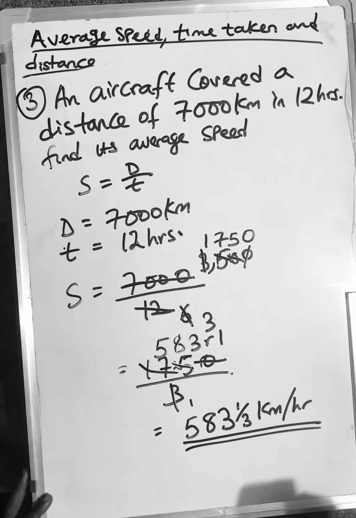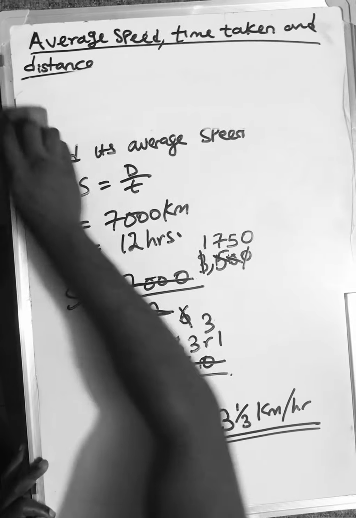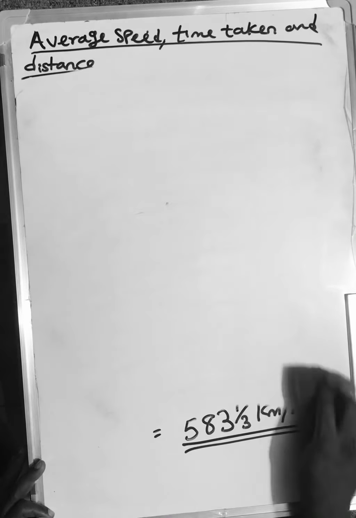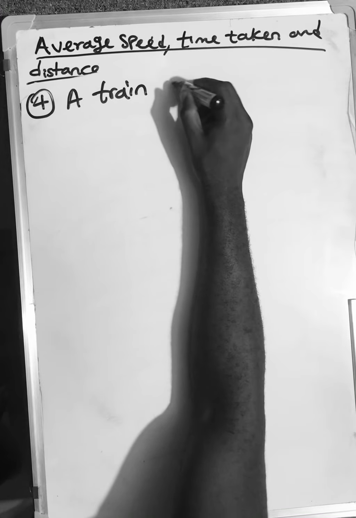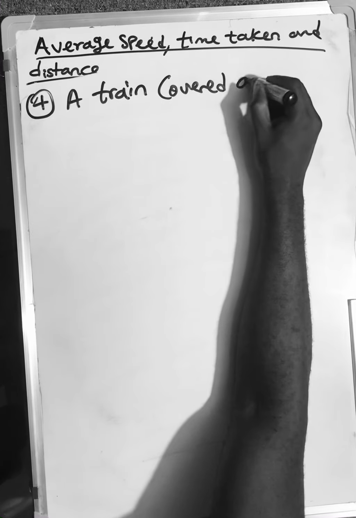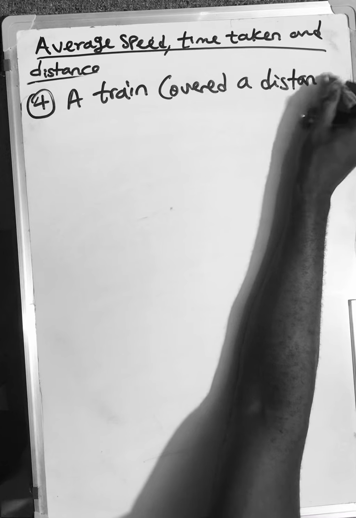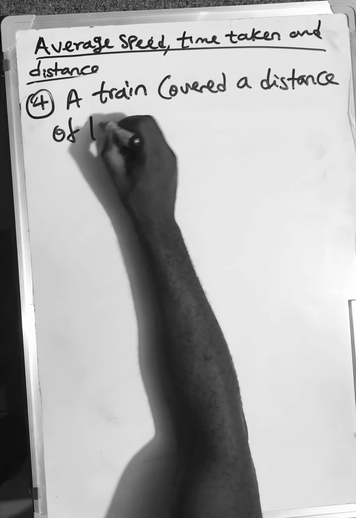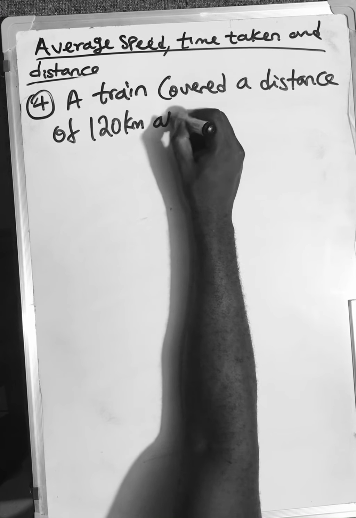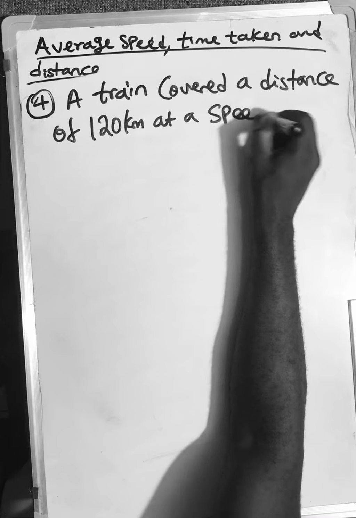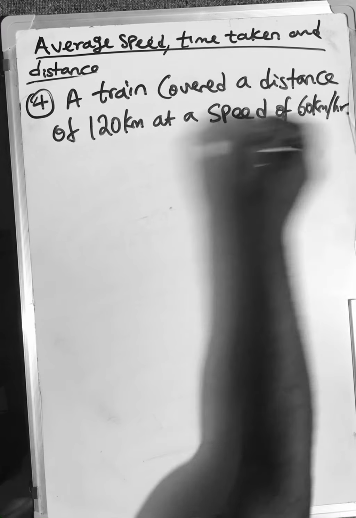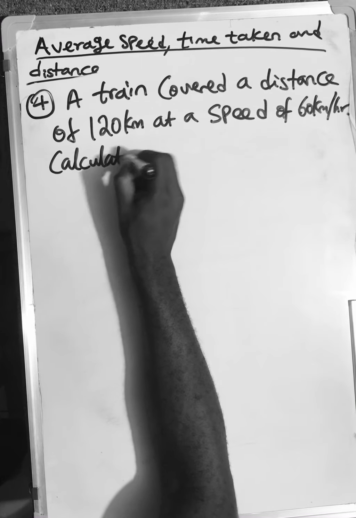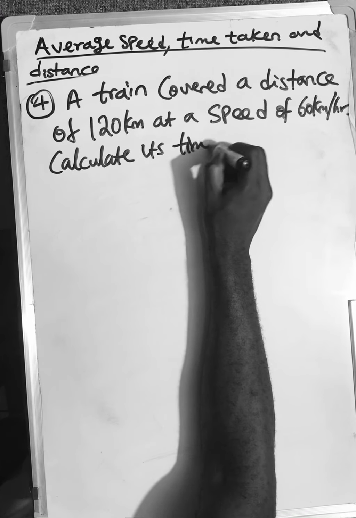So the next question, which is number 4, I have this: a train covered a distance of 120 kilometers at a speed of 60 kilometers per hour. Calculate its time taken.